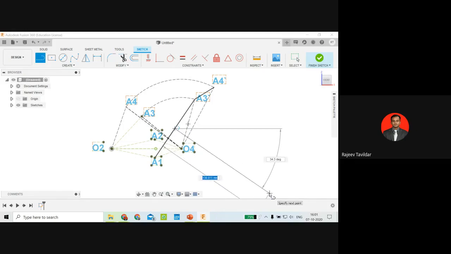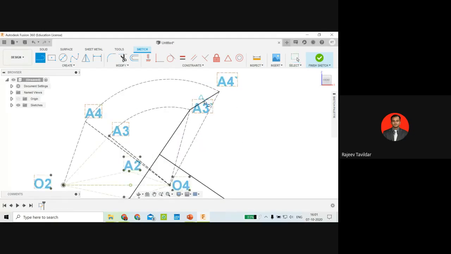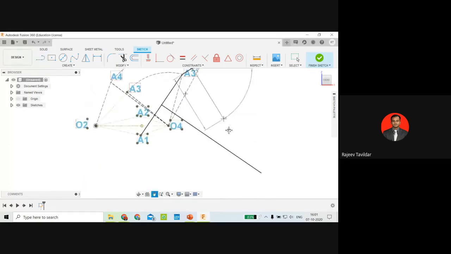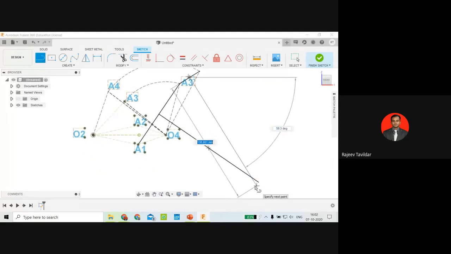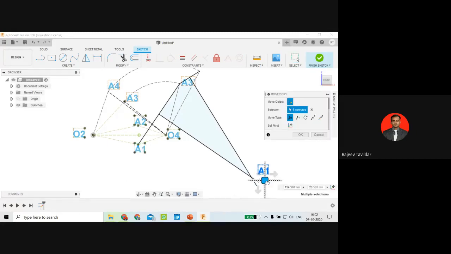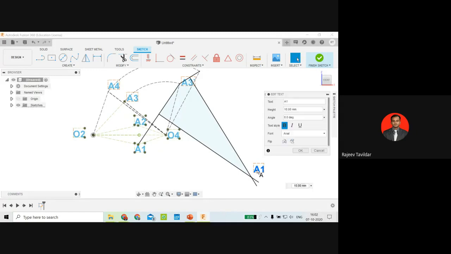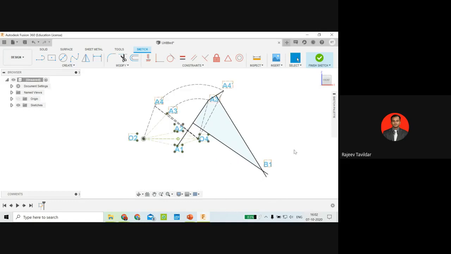Okay, this is the first mid normal that I'm drawing between A1 and A3 dash. Now between A3 dash and A4 dash, I'll draw another mid normal from here up till here. Okay. Wherever they intersect, that is our B1 point. I've got this B1 point.